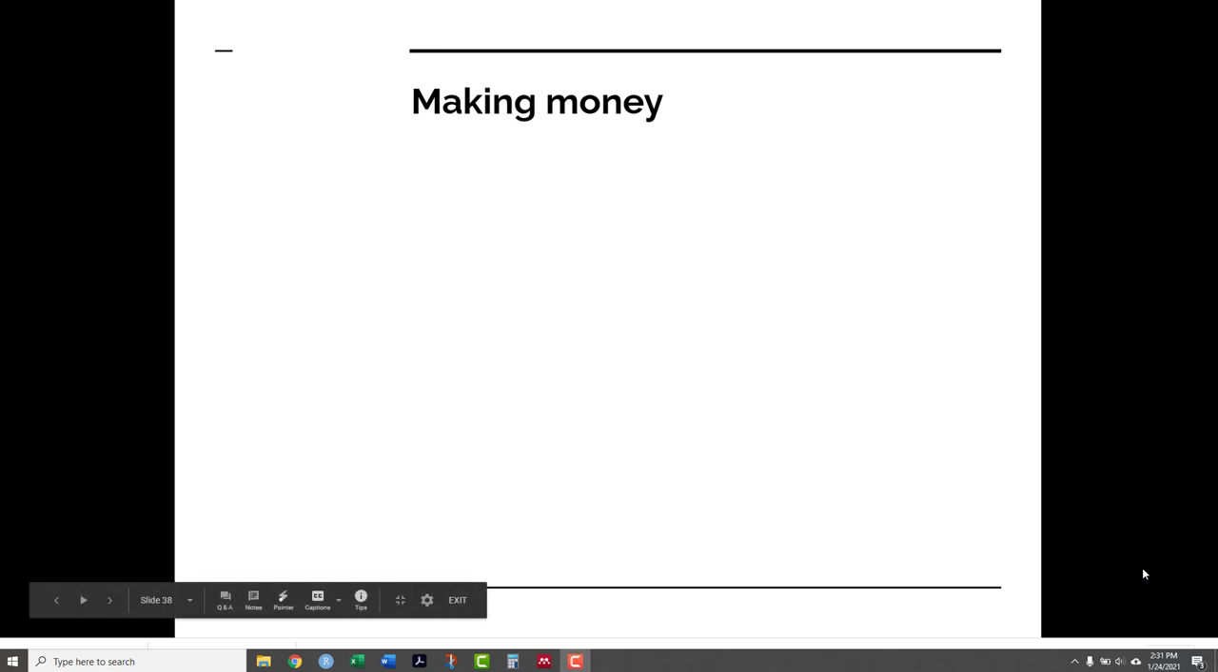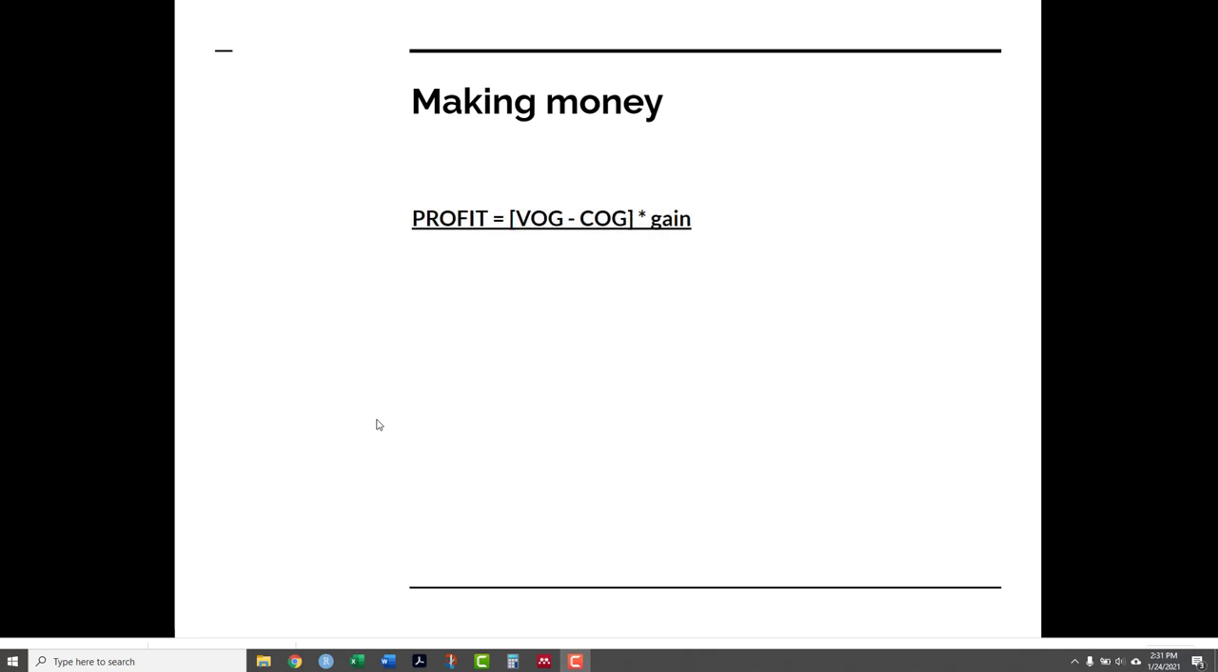Okay, guys, I wanted to pick up this discussion here and finish off the discussion on making money and profit in stocker and feedlot cattle. Where we left off in class, we went over cost of gain and value of gain. Profit is the difference between value of gain and cost of gain. So if you take value of gain minus cost of gain, that's the profit you make per pound of gain that you add to an animal. And if you multiply that number times the gain that you add, that's your total profit per head.